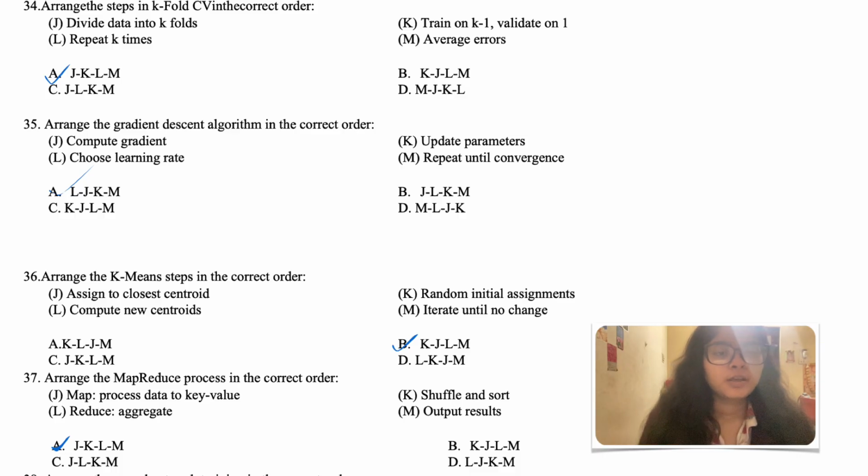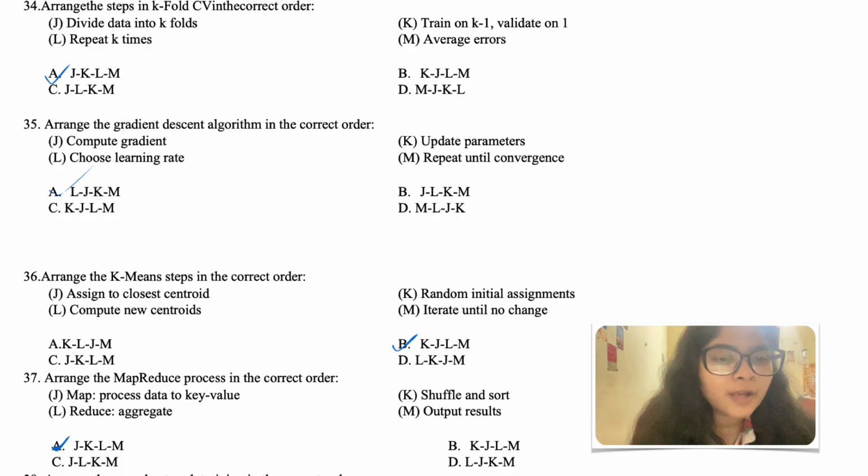So by this we validate on almost all kinds of data and we get to train on almost all the parts of data, so it leads to better results. So here first we divide it into k folds, train on k minus 1 and validate on 1, repeat k times and then calculate the average. So option A is correct.